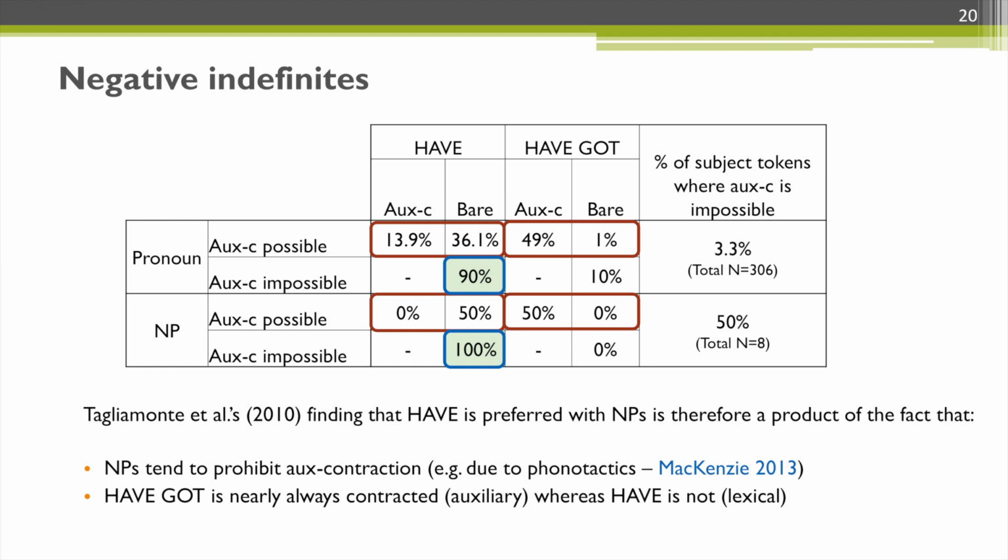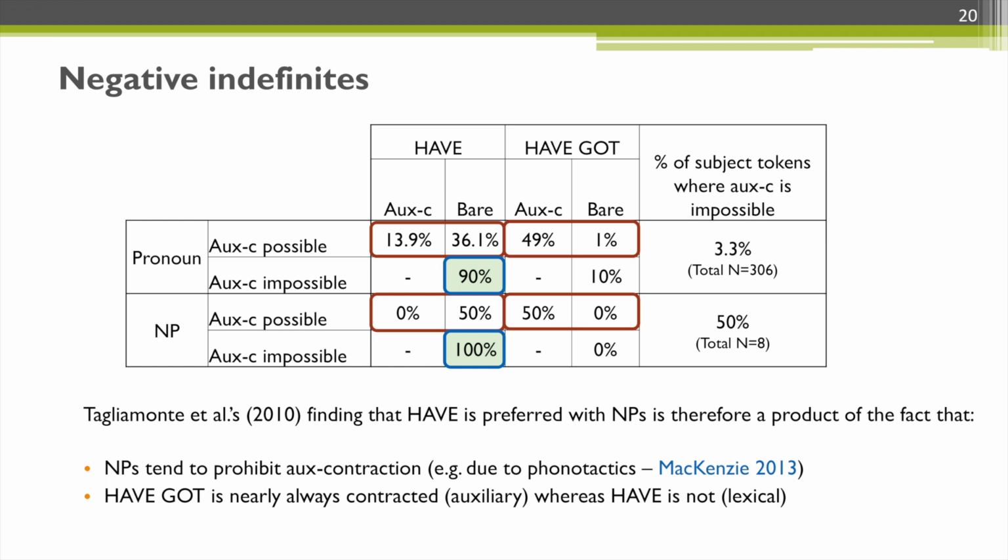But there are other contexts like there's a sentence in the corpus something like a fox has something, and so fox ends in a sibilant, and sibilants can't allow contraction. So you can't say a fox's. It's got an intermediate schwa in there, not like he's, which is a straight contraction. So NPs generally disfavour contraction because of phonotactic reasons, and we saw earlier that have got is nearly always contracted because the have is an auxiliary, and have is a lexical verb, so it is not.